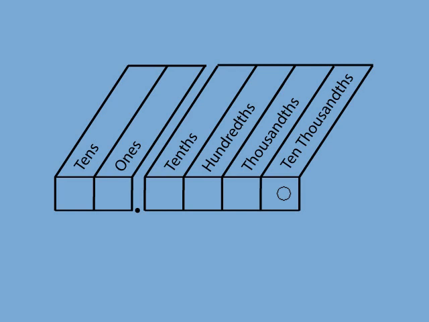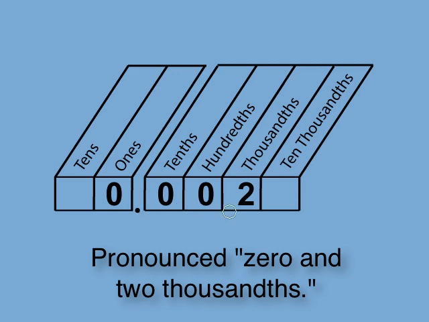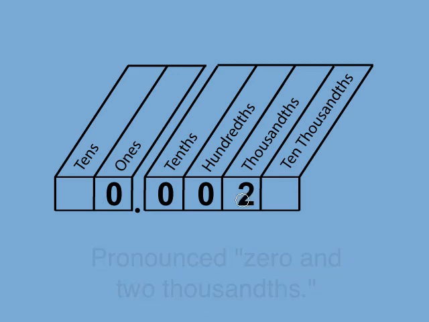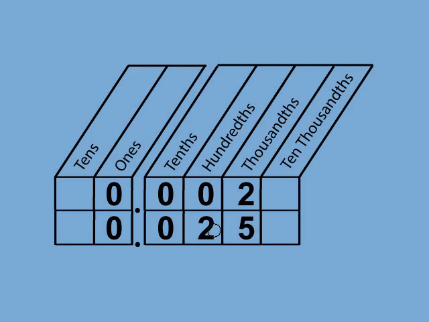Inputting the data for the smaller paramecium, we get this. For 0.002, there is a 0 in the tenths place, another 0 in the hundredths place, and the 2 is in the thousandths place. Now we have to show the data for the larger paramecium. For 0.025, the 0 is in the tenths place, the 2 is in the hundredths place, and the 5 is in the thousandths place. We know that this paramecium is larger because 2 hundredths is larger than 0.